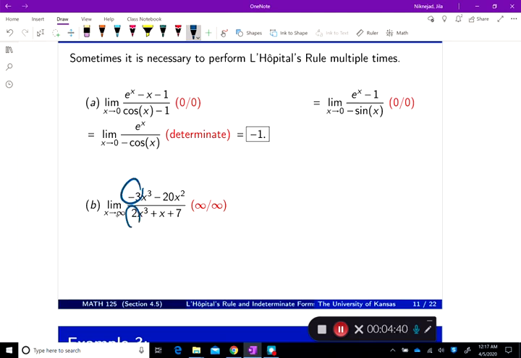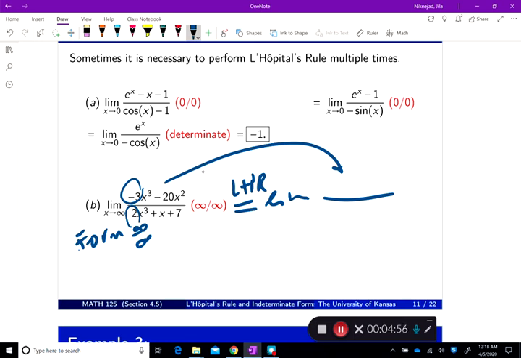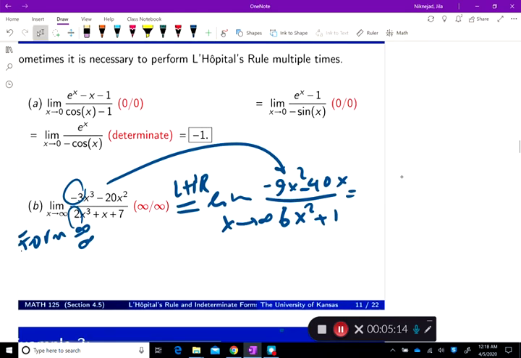Let's see if this still works with L'Hopital's rule. The form is, as it says, infinity over infinity. So do L'Hopital's rule, and we get the limit of the derivative of the top. I'm not writing the word derivative, I'm just doing the derivative, minus 40x, and the derivative of the bottom is 6x squared plus 1, as x approaches infinity. This is again infinity over infinity, so I do another L'Hopital's rule.